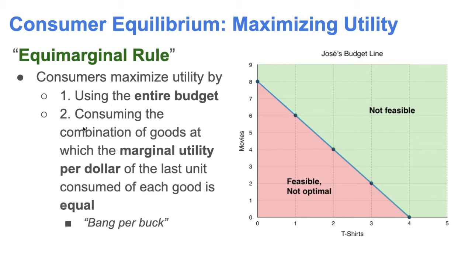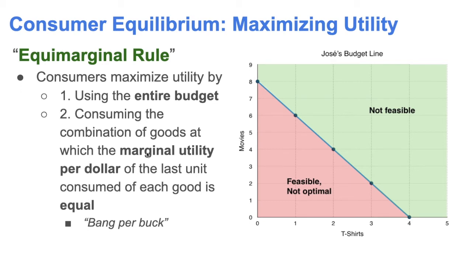says that these two things have to be true for consumers to be maximizing utility within this budget for a combination of goods. One, use the entire budget. The entire budget must be spent. That's it. We talked about that actually already. Two, they must consume the combination of goods at which the marginal utility per dollar of the last unit consumed of each good is equal.